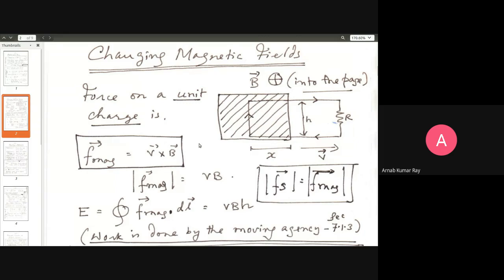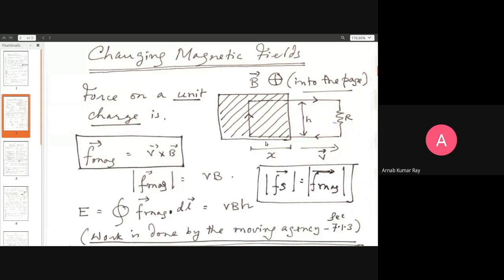But we have already seen for ourselves the formula of the Lorentz force. Lorentz force is Q into V cross B. So if Q were to have unit value, unit charge, how much will the force on a unit charge be? It will be V cross B into 1, Q into V cross B. Q is 1, so it will be V cross B. The magnetic force experienced by a unit positive charge in this copper wire will be V cross B.